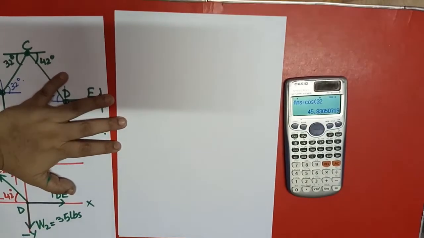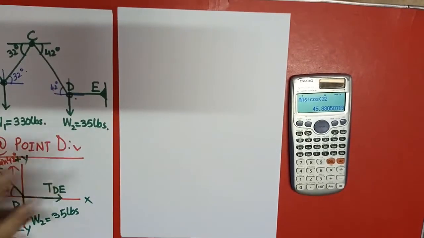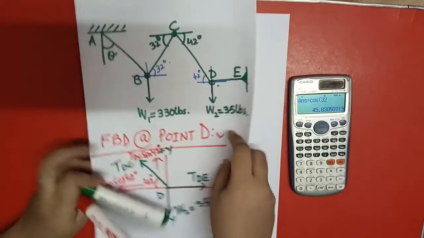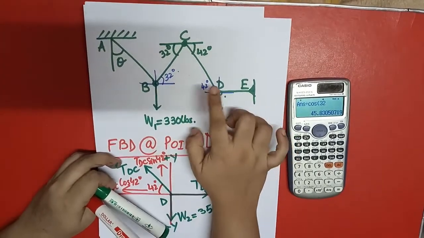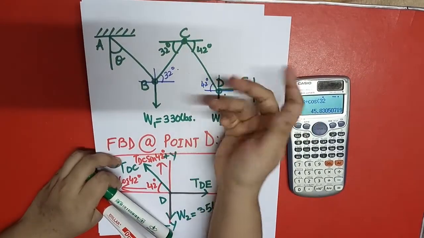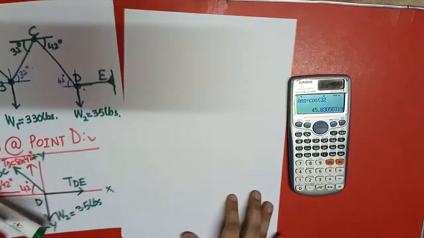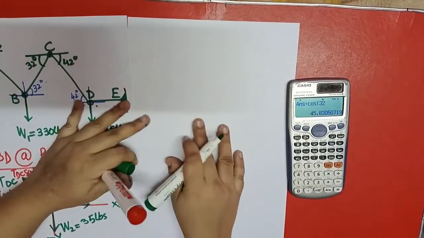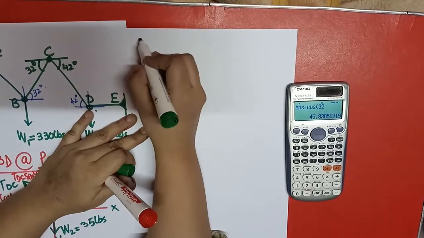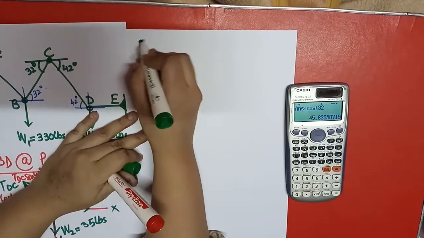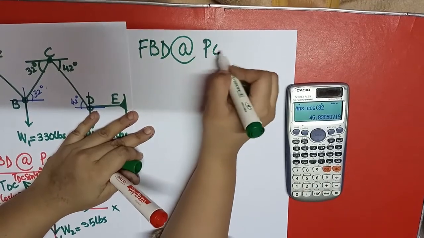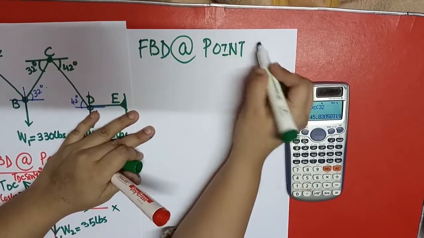So now we are moving to find out another tension. How can we find it out? We are moving towards point B because we have already got TDE, TCD or TDC, and TBC. So now at point B we have to find out TAB and theta also. So, free body diagram, FBD, at point B.